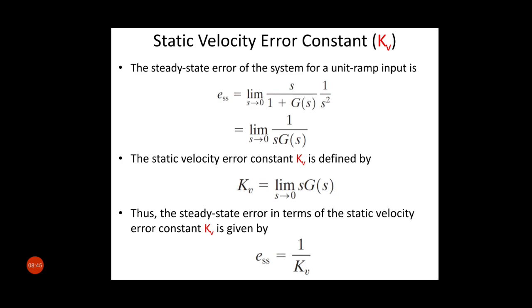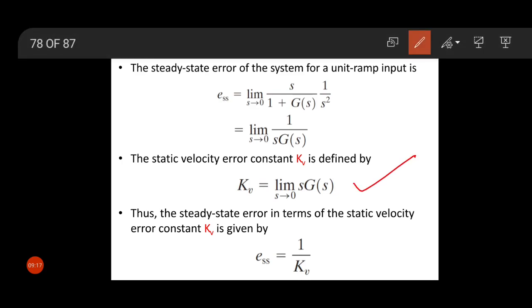Now see how we will explain the static velocity error constant, or what is the formula of static velocity error constant, or how we will find the static velocity error constant. So static velocity error constant is always represented by Kv, K suffix V, and this K suffix V is defined by this equation. So see here, Kv is equivalent to limit s tends to 0 sG(s).